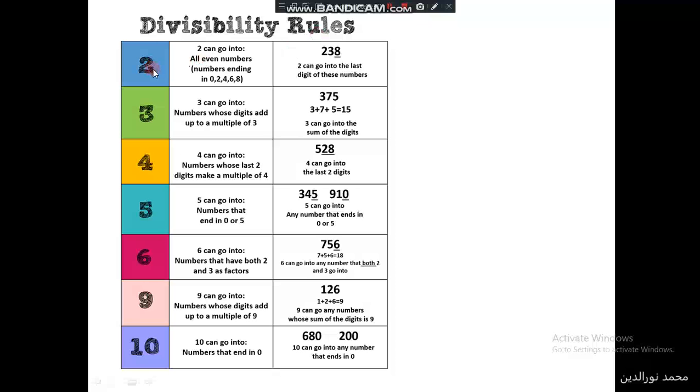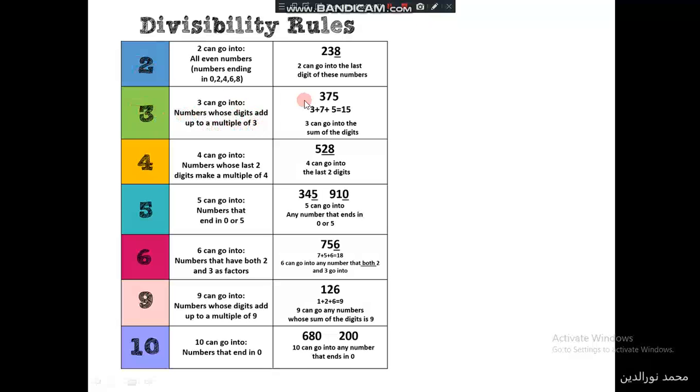A number is divisible by 2 if it's even. So we look at the ones digit. If the ones digit is 0, 2, 4, 6, or 8, we say that the number is even and then it's divisible by 2. A number is divisible by 3 if the digits add up to a multiple of 3.